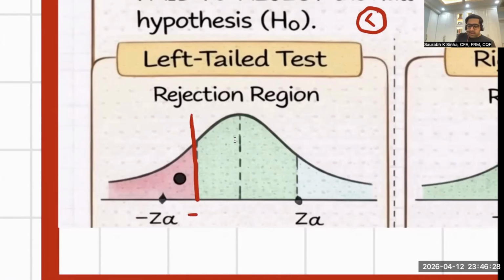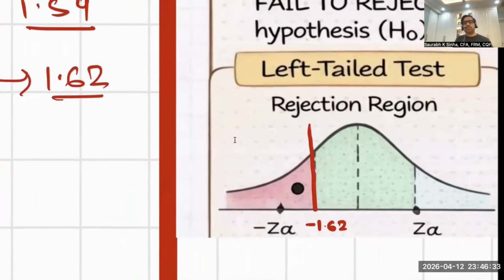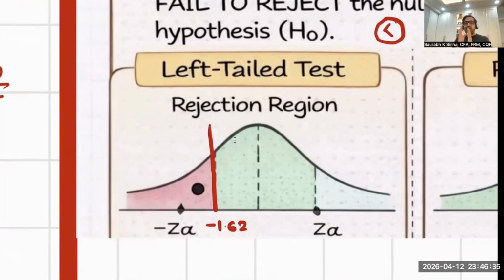You write your critical value, negative 1.62, and this becomes your boundary. If your test statistic comes in this region towards the tail, then you will say you reject your null hypothesis. If it comes in this region, you say you fail to reject the null hypothesis.